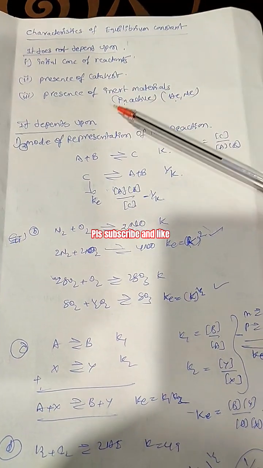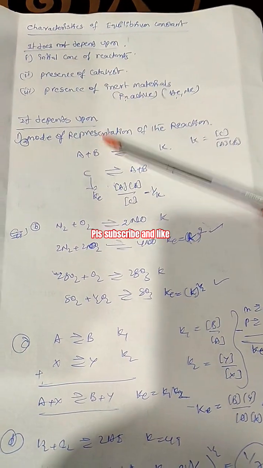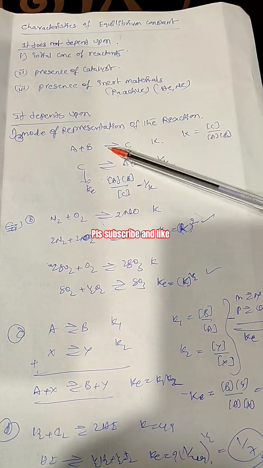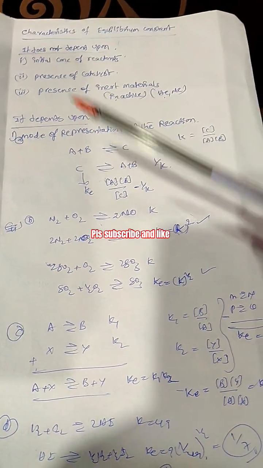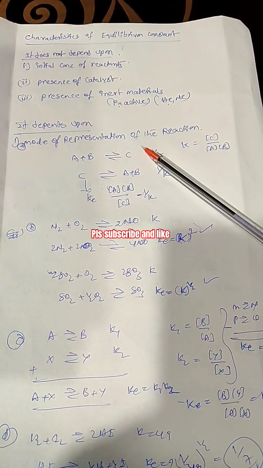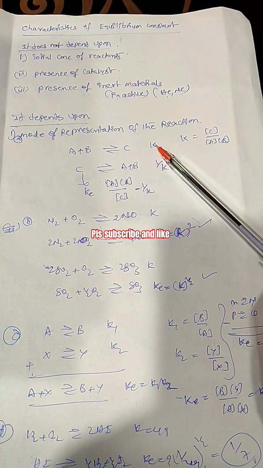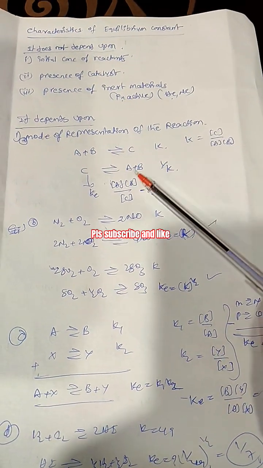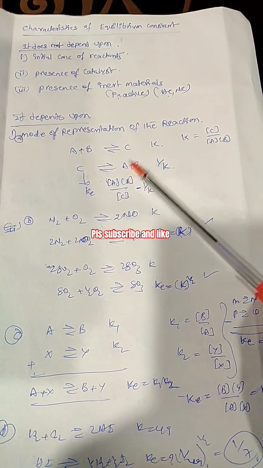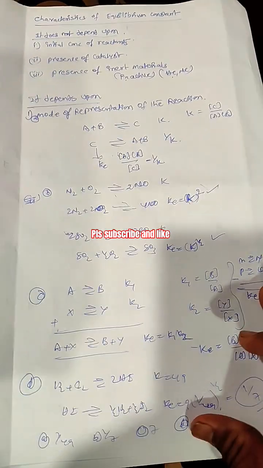And in the next step, I will explain what it depends upon: the mode of representation of the reaction. For example, A plus B gives rise to equilibrium with C. If you write C in equilibrium with A plus B, this is the equilibrium constant K. Because the direction is reversed, you write the reverse, that's why it is 1 by K.